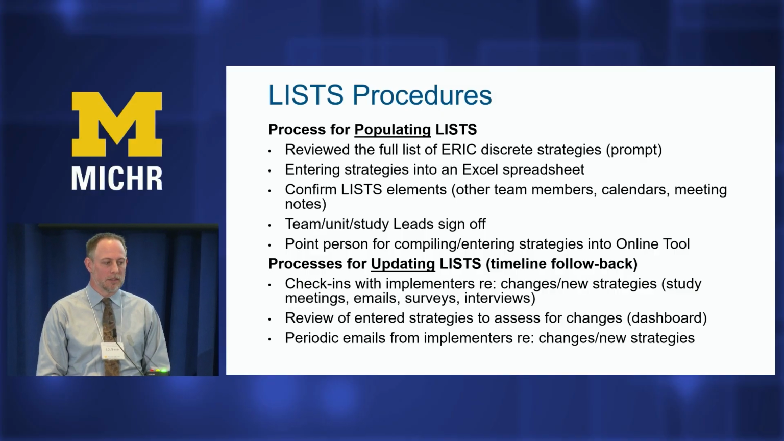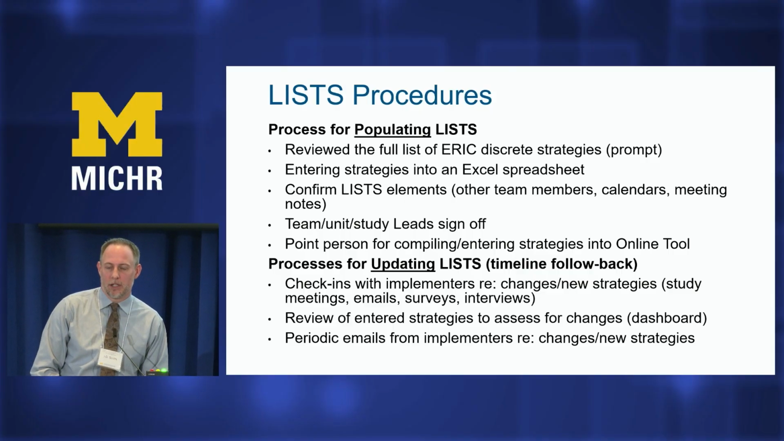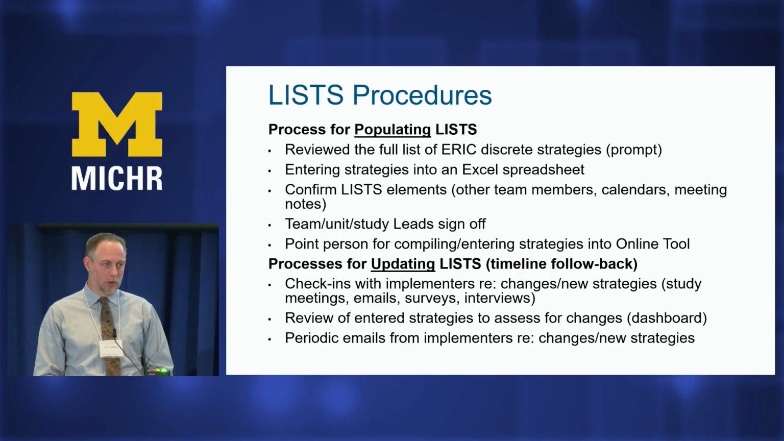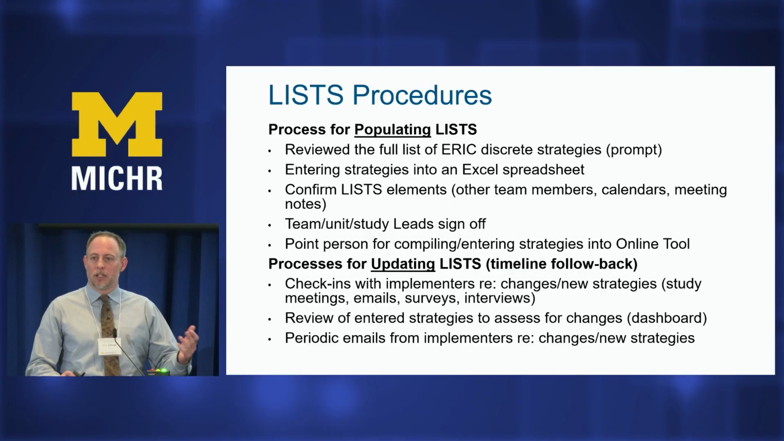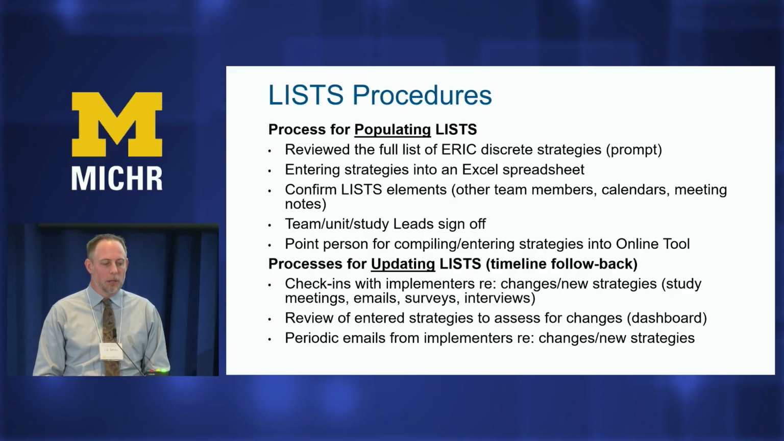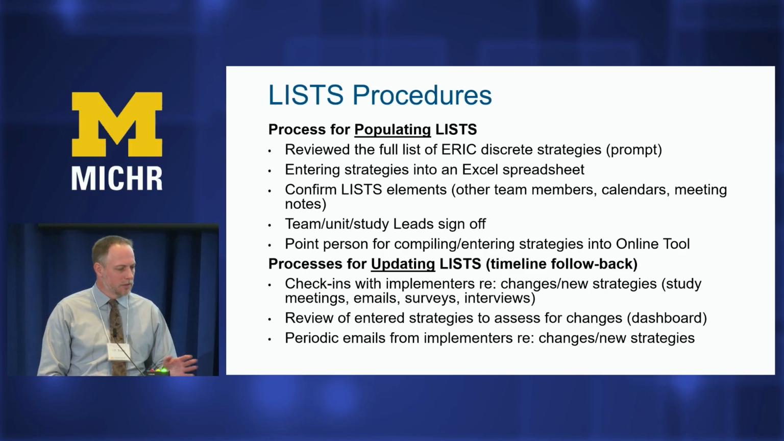You'll not be surprised that the average number of strategies so far is about 35, which may seem insane, but that's also discrete strategies. There's a lot that are bundled that have multiple components. I'm counting down to the discrete level. You then enter your strategies into an Excel spreadsheet. That's the easiest way to manage all this stuff. And then you confirm your list elements with other team members, calendars, meeting notes, et cetera, if you're already implementing. The rest of it's kind of self-explanatory.